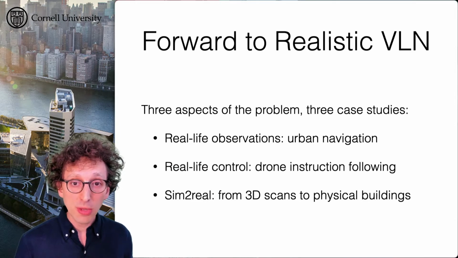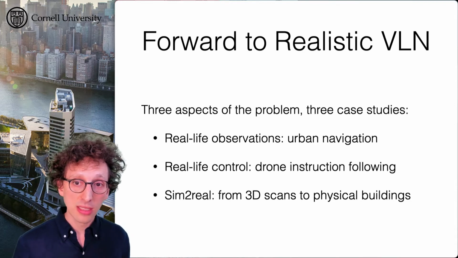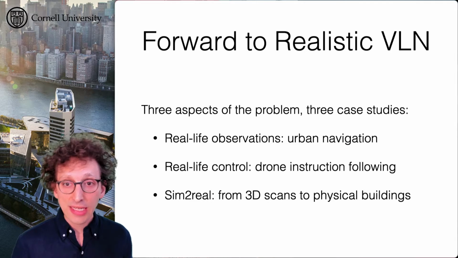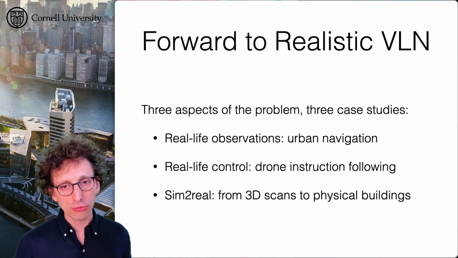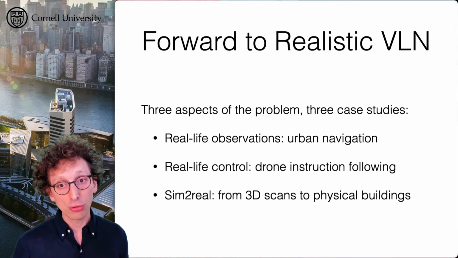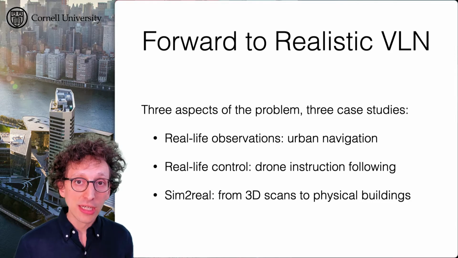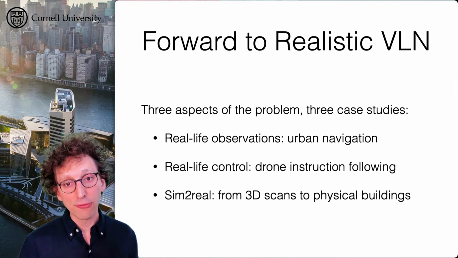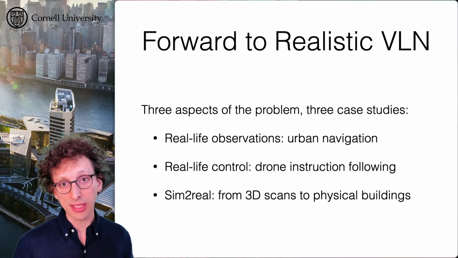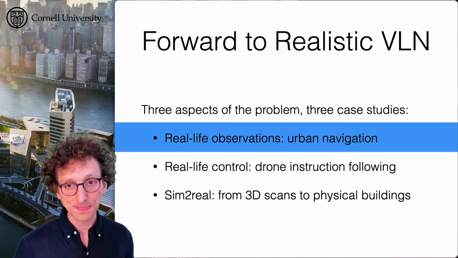In the first one, we'll talk about real-life observations through the case study of urban navigation using the touchdown benchmark. In the second one, we'll talk about real-life control of a physical agent by talking about controlling a quadcopter drone for instruction following. And in the last part, we'll talk about how we can utilize this kind of reasoning that we learn in simulation in environments like Matterport in order to navigate in physical buildings.